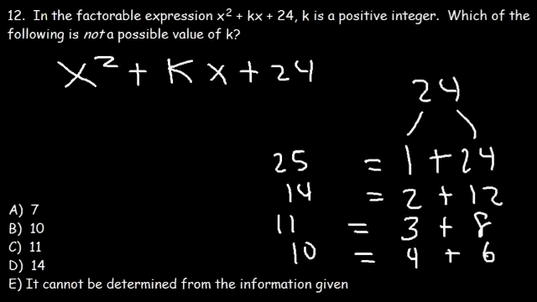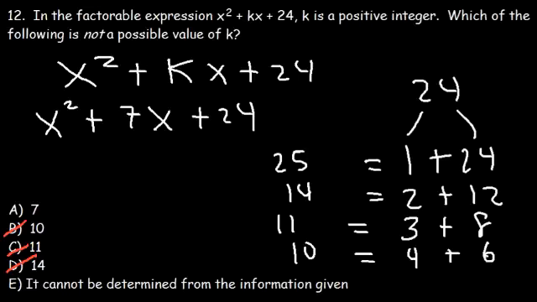So therefore we could eliminate D because k could be equal to 10. 6 times 4 is 24, and 6 plus 4 is 10. And so if k was 10, we could factor that expression. If k was 11, we could factor it as well. And if k is 14, we can factor it as well. However, if k is 7, we can't factor it. If we had x squared plus 7x plus 24, this expression is not factorable. What two numbers multiply to 24 but add to 7? We've already made a list of all the numbers that multiply to 24, and that's it.